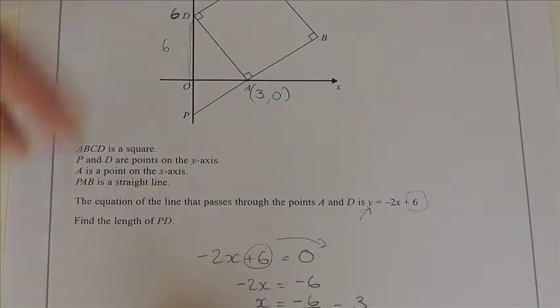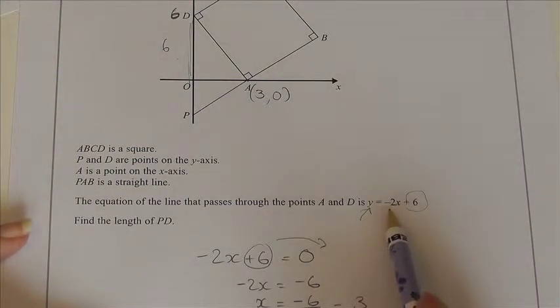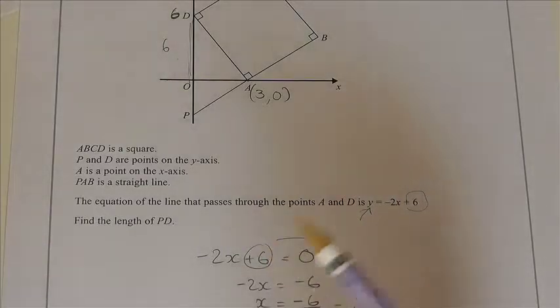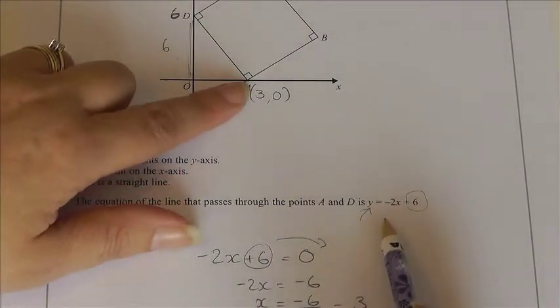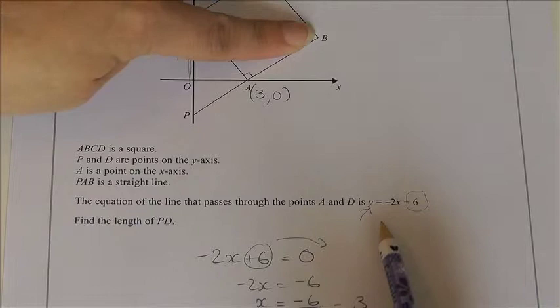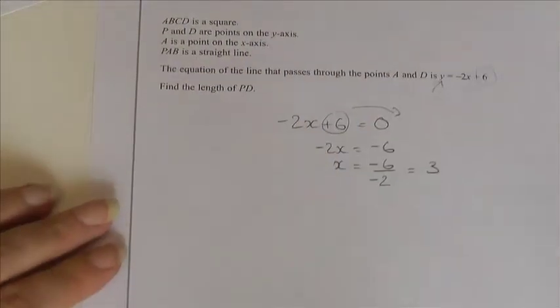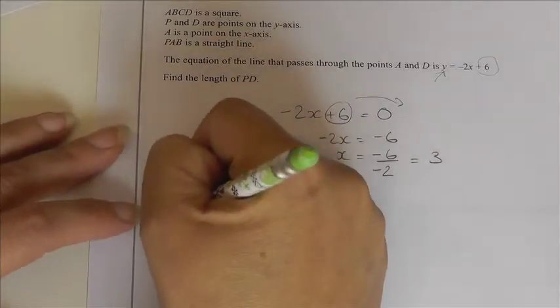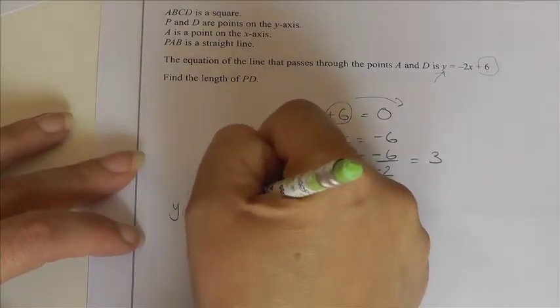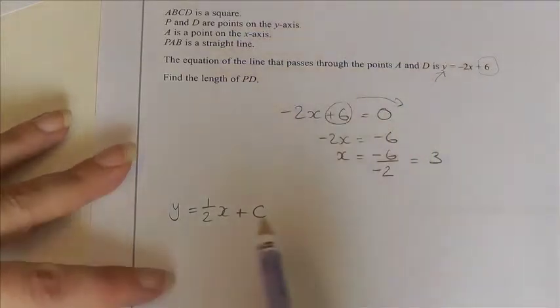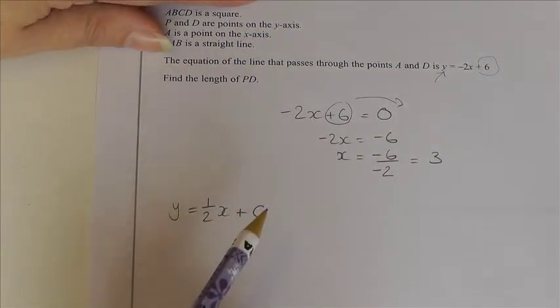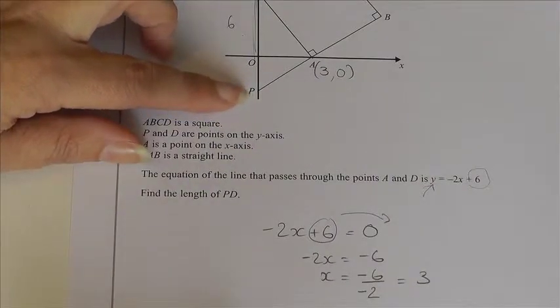So, if it's perpendicular, our gradient is going to be the reciprocal with the sign changed. So if this is -2, this line will be positive, and the reciprocal of 2 is a half. So we know that the equation of this line is going to be y equals half x plus c. And the c is going to be that point on the y-intercept.